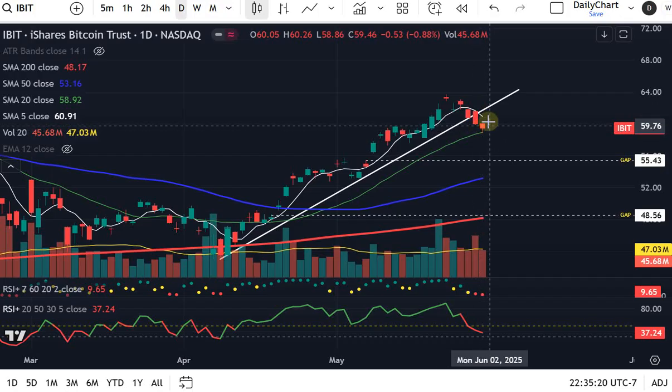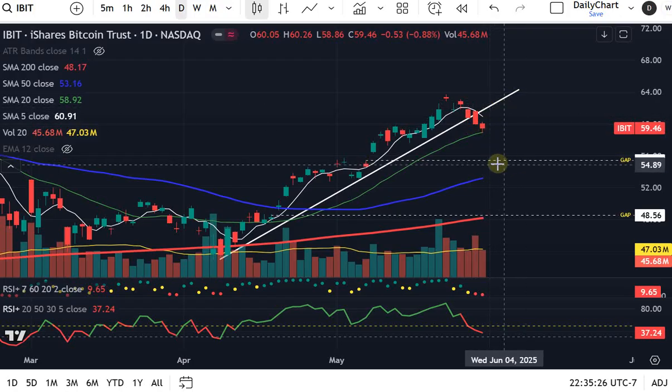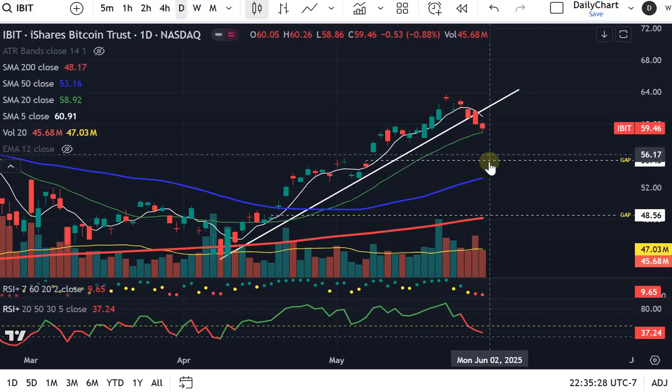Now we might get support, get a bounce, maybe around to this upward trend line, or it could continue on down to my first target, which is the gap here. This is where the take-profit area is.